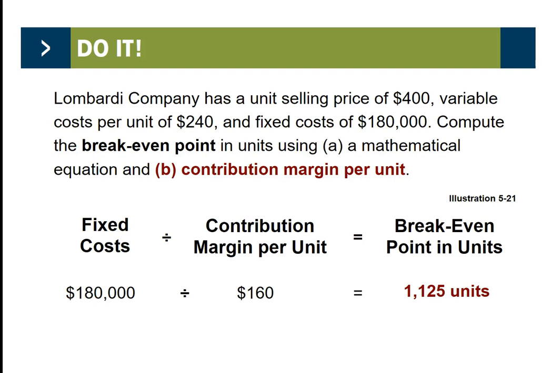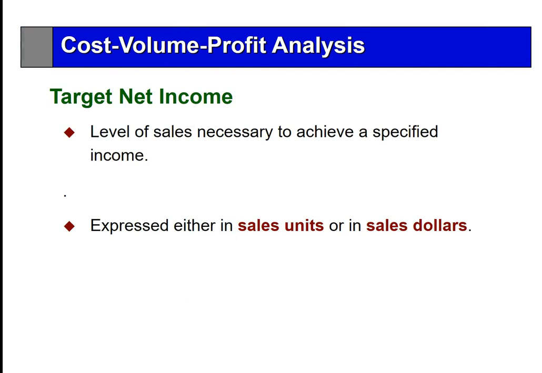Here we have a company, unit selling price 400, variable cost per unit is 240, so the contribution margin then is 160. Fixed cost is 180. Therefore, compute the break-even in units using the contribution margin per unit. Fixed cost, 180, divided by 160, and I get a break-even in units of 1,125. So you see how useful the contribution margin per unit is, and the contribution margin ratio.